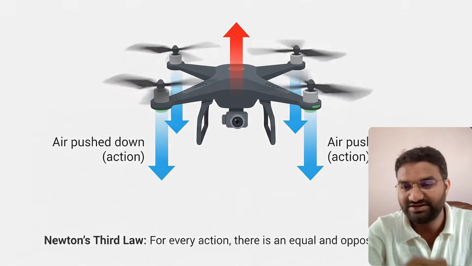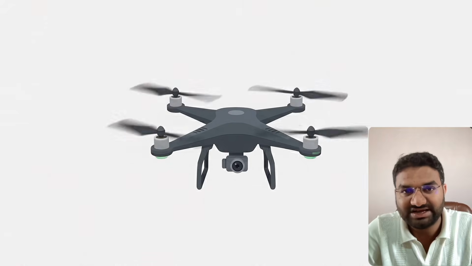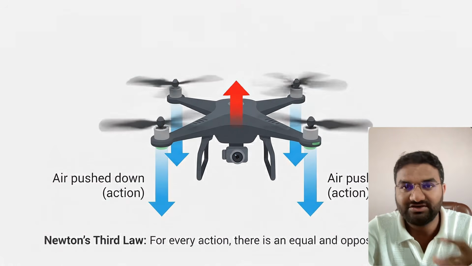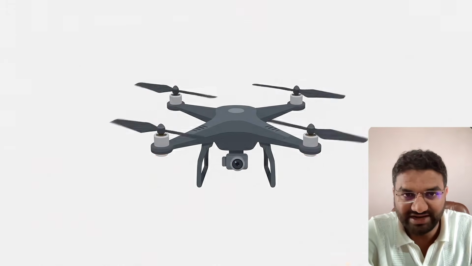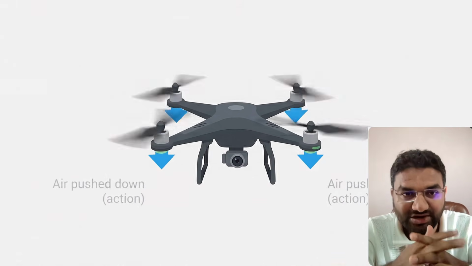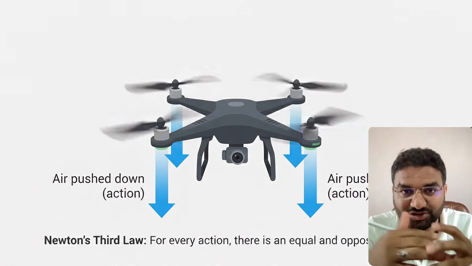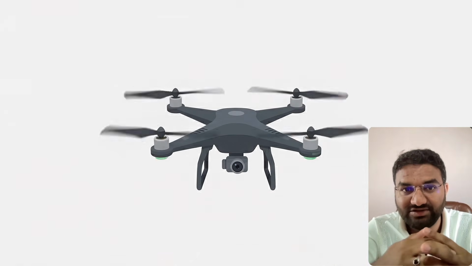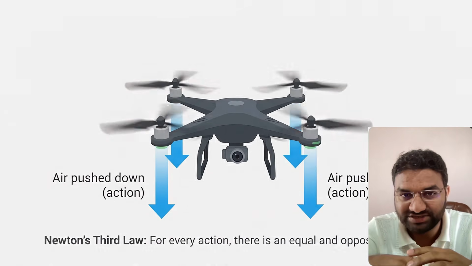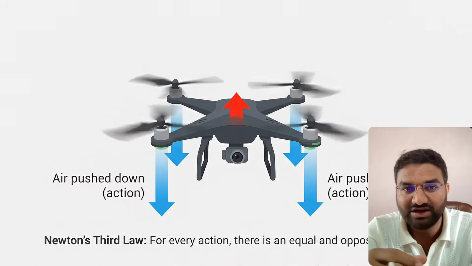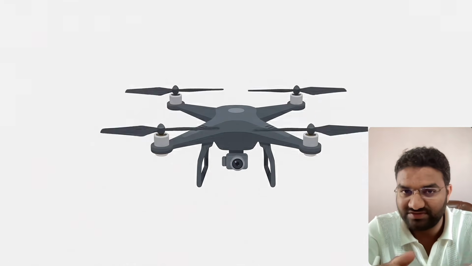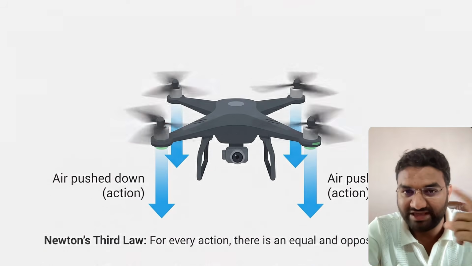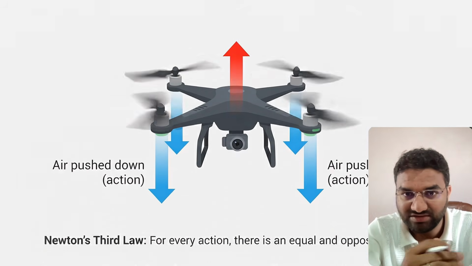So first one, Newton's third law: for every action there is an equal and opposite force acting on the object, right? Here you can see in the video, the propeller spins and pushes the air downward, which is the action force by Newton's third law. The air pushes on the propeller with an equal and opposite force, so the drone moves upward. So equal force and equal reaction.